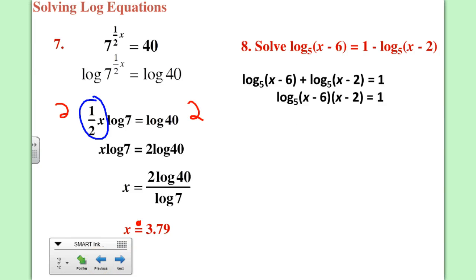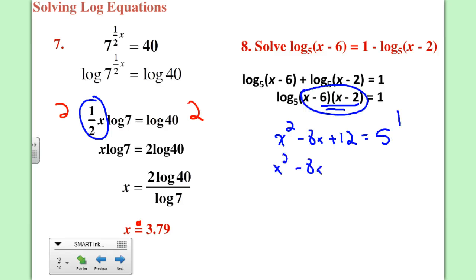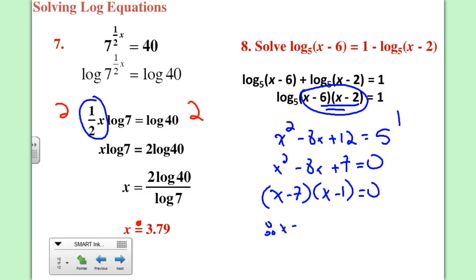So my suggestion would be that you would say, well, now I've got this, so I've really got x squared minus 8x plus 12 is equal to 5 to the 1. So I wrote this as this equals 5 to the 1. So that means that x squared minus 5x plus 7 is equal to 0. I can factor that to be x minus 7 and x minus 1 equals 0. Therefore, x equals 7 or x equals 1.